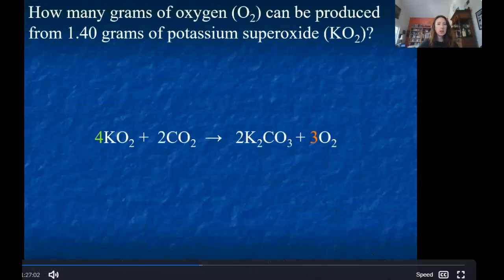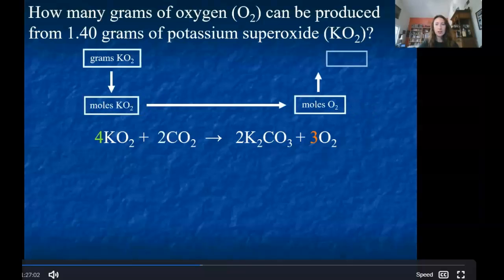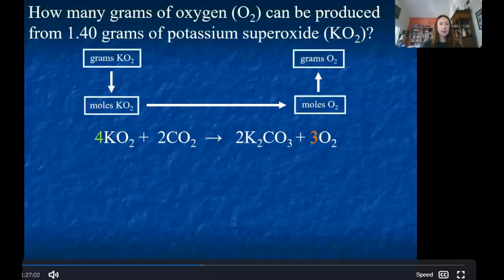Okay, so we're going to try this. I'm going to do one, and you're going to do the next one. So here's our little outline that we're going to use. And so if we start with 1.40 grams, and again, I'm going to write the have and the want here, just to show you why in a second. 1.4 grams KO2, we want grams of O2. So if we start with grams of KO2, we need to get rid of this.